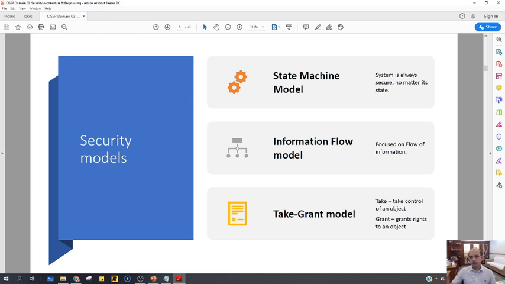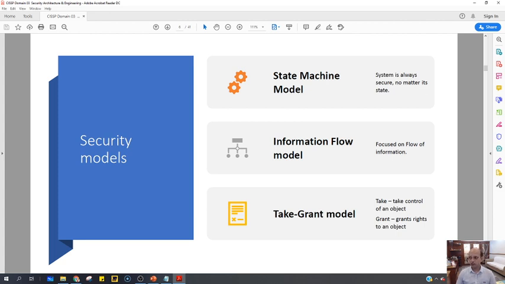Okay, moving further, when we are talking about the security models, they can majorly be categorized into three categories. One is the state machine model, second is the information flow model, and third is the take and grant model. Why this particular categorization? Because whenever we are going to provide any kind of security or make any particular model, we need to have some base in our hand. In the first case, the state machine model, the system is always secure no matter whatever its state is. We are talking about the state of the system, whether it is on, whether it is off, whether it is in between the processing, right?